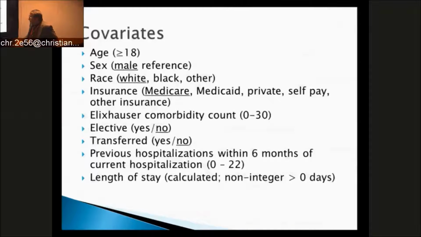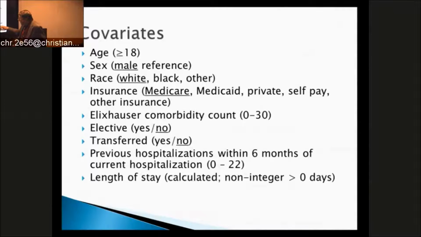And then these are the covariates that we're including in our model: age, sex, race, insurance, the Elixhauser comorbidity count, which is entered in as a continuous variable that ranges from 0 to 30, elective and transfer, which are yes/no's, and previous hospitalizations within 6 months of the current hospitalization.